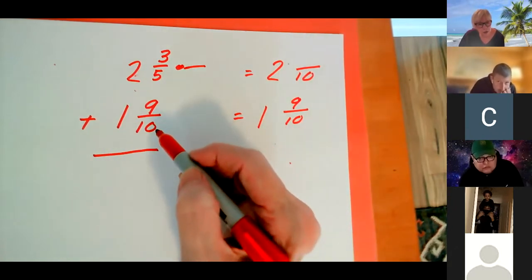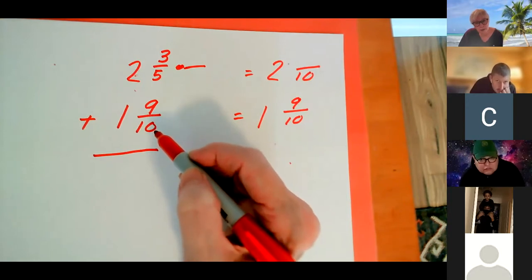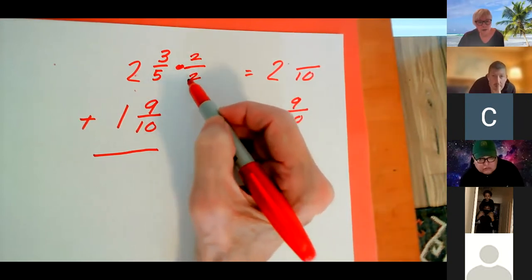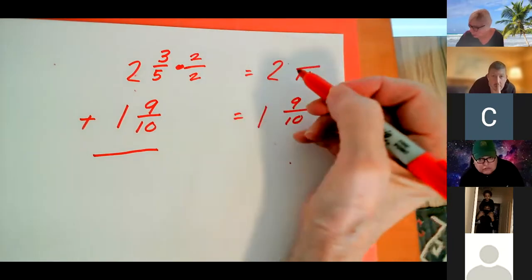We went to the larger one. A larger one was big enough for both of them. And so now we're going to multiply by 2 in this one. So 5 times 2 is 10. 3 times 2 is 6.